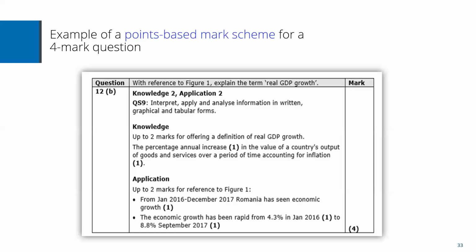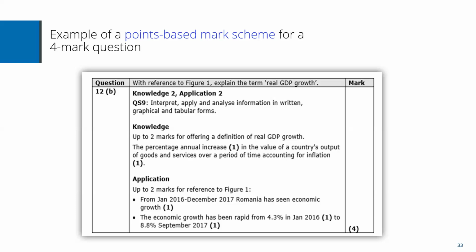Now, this is an example of a points-based mark scheme for a 4-mark question. So it's 12B, it's coming from one of those 4-mark questions in section B of one of the AS units. With reference to figure 1, explain the term real GDP growth. So explain the term. So we know, therefore, it's going to be an explain what or an explain how question. So it's not got any analysis in there. It's just 2 marks for knowledge. It's just 2 marks for the application.